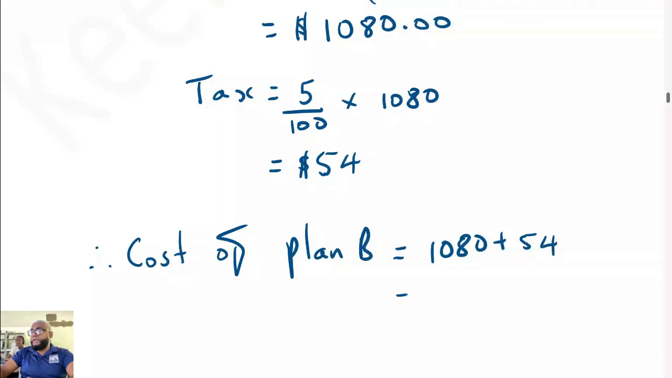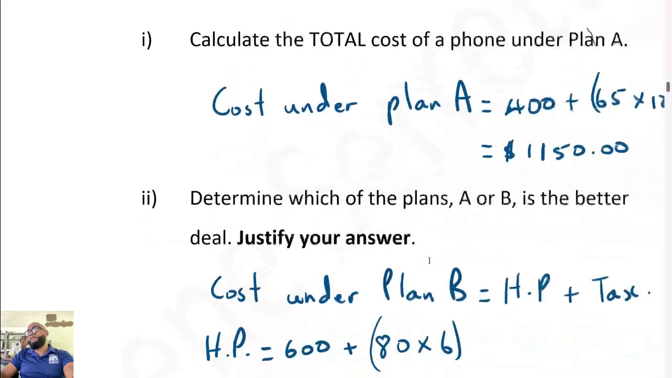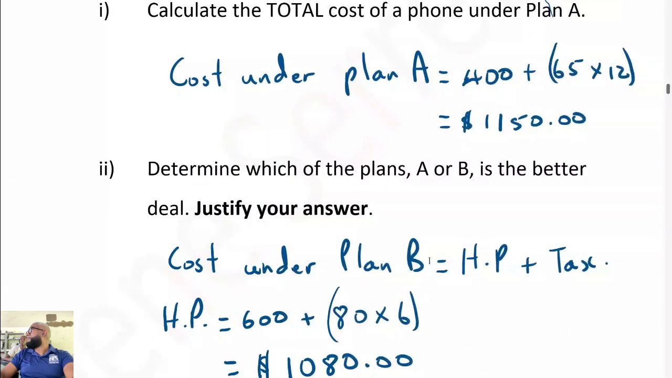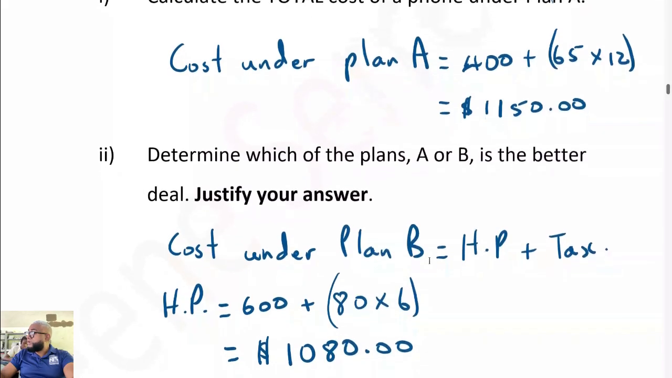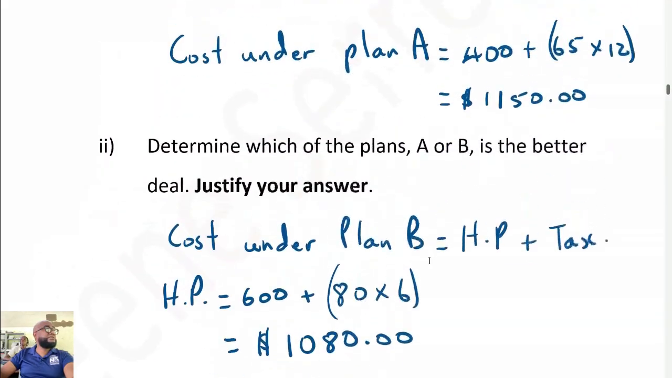And when you add that up, what do we get there, my children? What's the cost under Plan B? $1,134, right? So which plan is the better plan, my children? Plan B or Plan A? Plan A because it is cheaper.